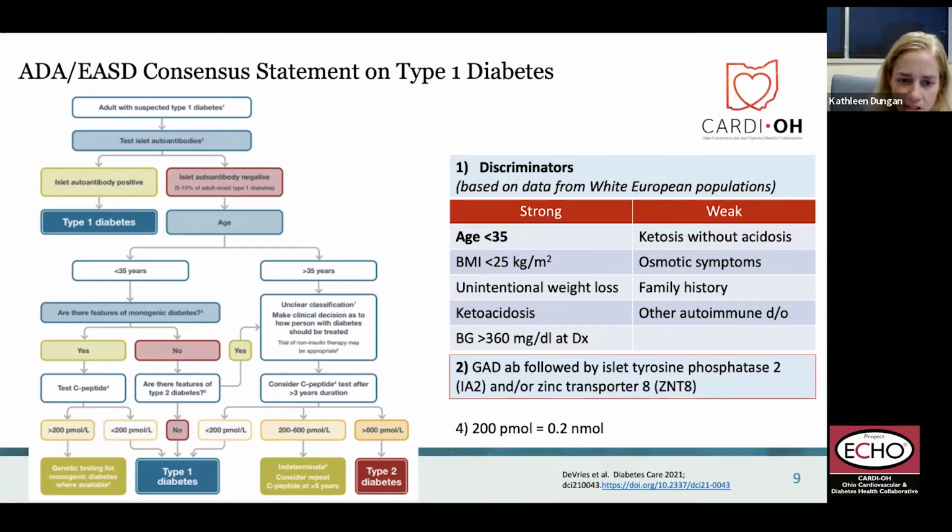And then if they're under age 35, consider whether they might have features of monogenic diabetes. If so, then go ahead and do a C-peptide. If the C-peptide is normal, then you can send for genetic testing. If it's not, then you're going to classify as type 1 diabetes. If there aren't other features of monogenic diabetes, but there are features of type 2, you could consider, again, non-insulin therapies. And otherwise, you're going to treat as type 1.